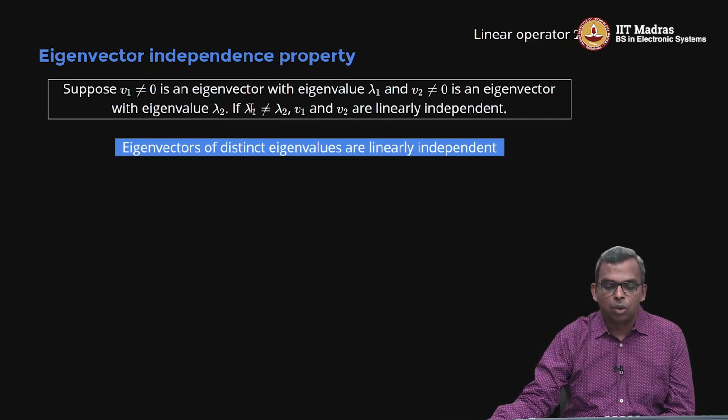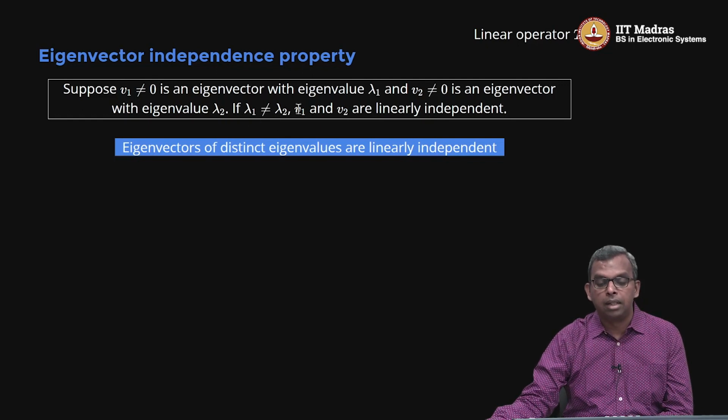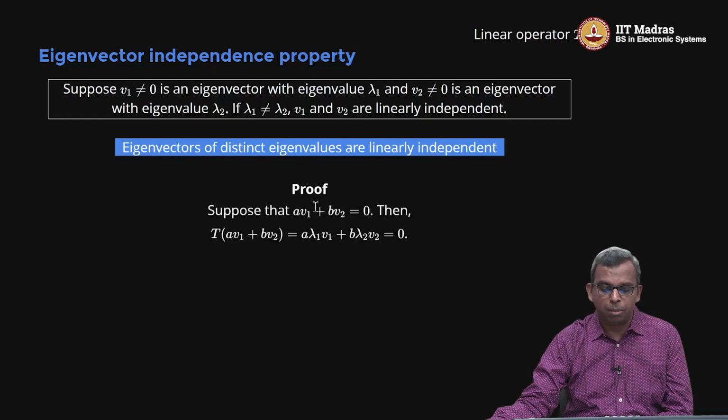Okay, so notice how easy it is. If you have two unequal eigenvalues, then the corresponding eigenvectors have to be linearly independent. So, this is a very nice fact to remember. Eigenvectors of distinct eigenvalues are linearly independent. The proof is actually quite simple. I am going to quickly go through it.